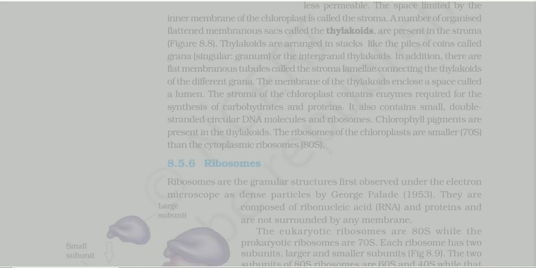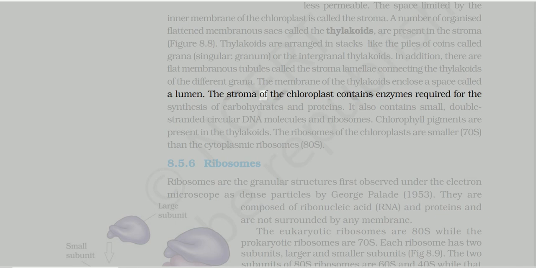The space limited by the inner membrane of the chloroplast is called the stroma. A number of organized flattened membranous sacs called the thylakoids are present in the stroma, Figure 8.8. Thylakoids are arranged in stacks like the piles of coins called grana, singular granum, or the intergranal thylakoids. In addition, there are flat membranous tubules called the stromal lamellae connecting the thylakoids of the different grana. The membrane of the thylakoids encloses a space called a lumen.